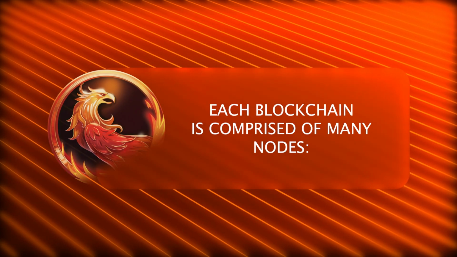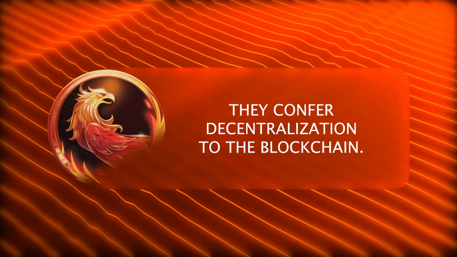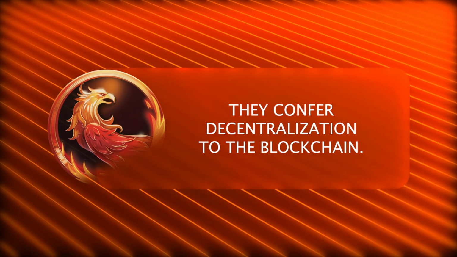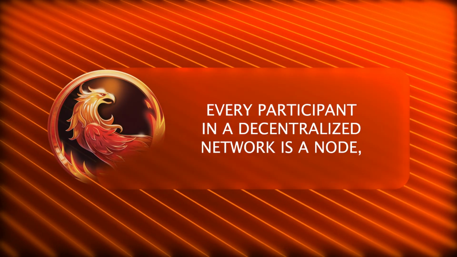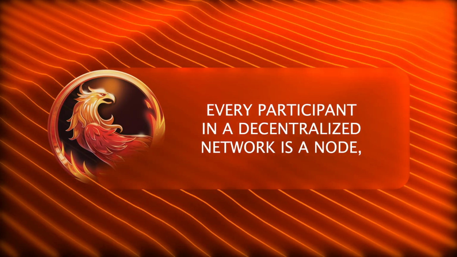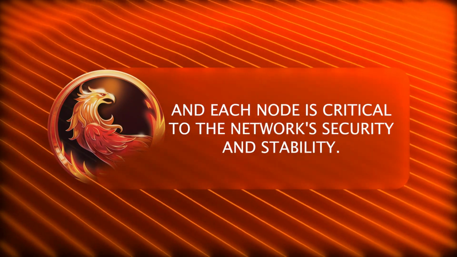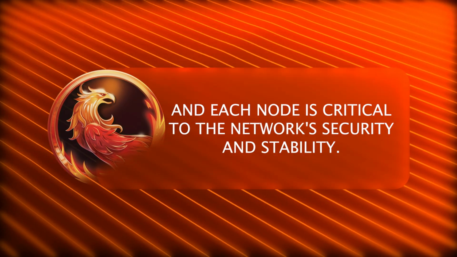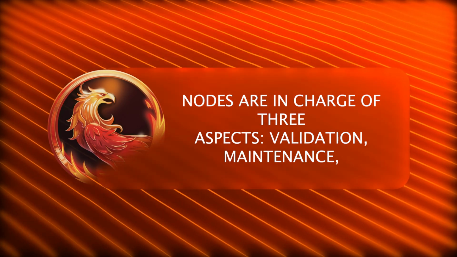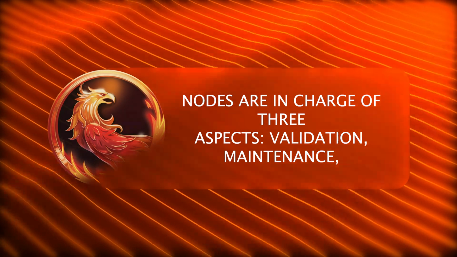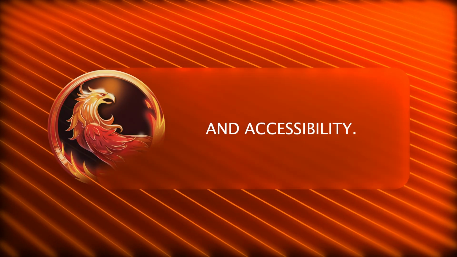Each blockchain is comprised of many nodes. They confer decentralization to the blockchain. Every participant in a decentralized network is a node, and each node is critical to the network's security and stability. Nodes are in charge of three aspects: validation, maintenance, and accessibility.